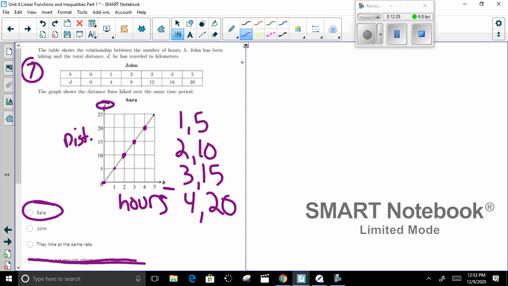Because if I went ahead and graphed John's, it would be right here. 1 would be about there. 2 is about 8, so he'd be right below her. 3 is about 12, and 4 is about 16. 5 is about 20. So he would be just right below her. If I drew a better straight line and actually included that point, he would be right below her. So Sarah's rate of change is better.